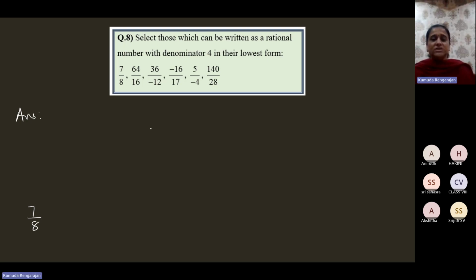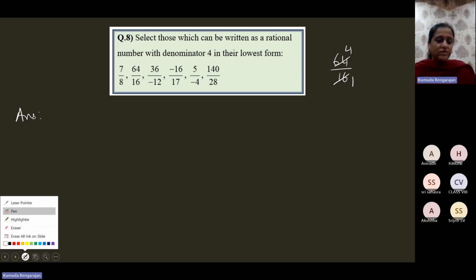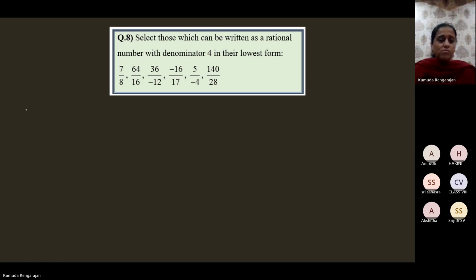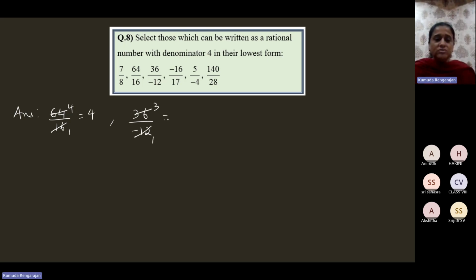64 by 16. 16 ones are 16, 16 fours are 64. So this is 4; the denominator is not 4 in the simplest form. Okay, let's write everything first. We'll just simplify wherever possible. Then 36 by minus 12. Tell me, children. 12 ones are 12, 12 threes are 36, right? So this is minus 3.